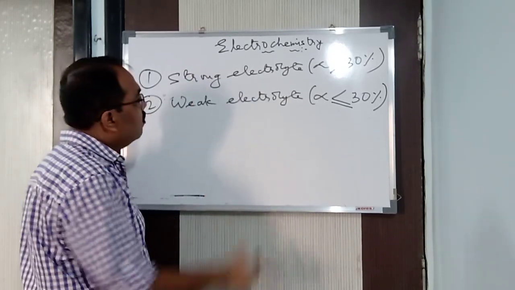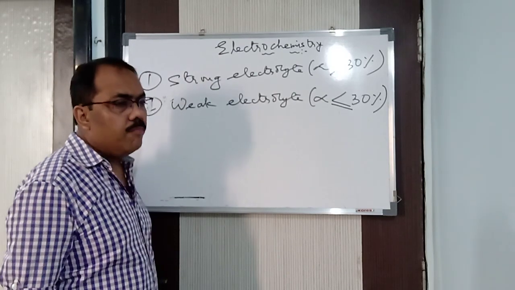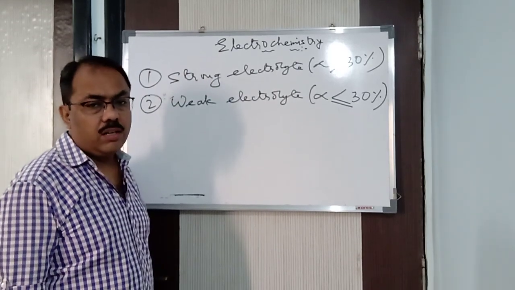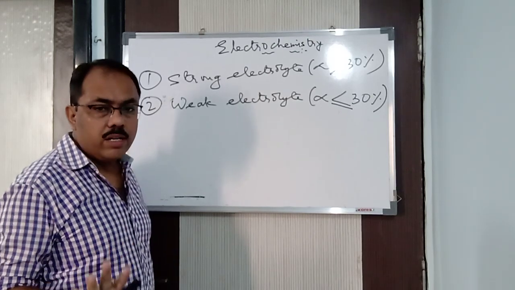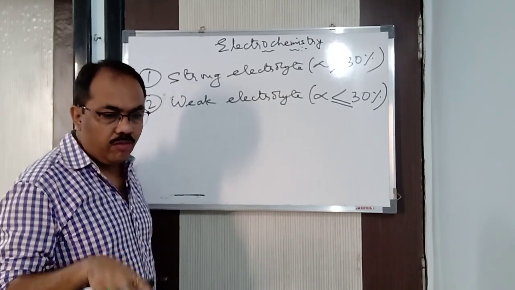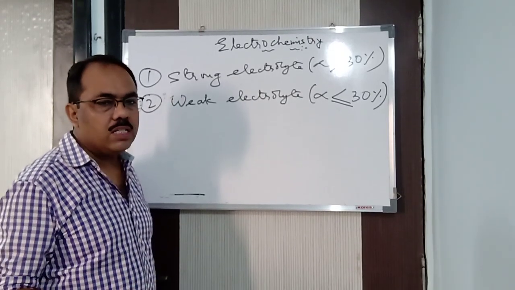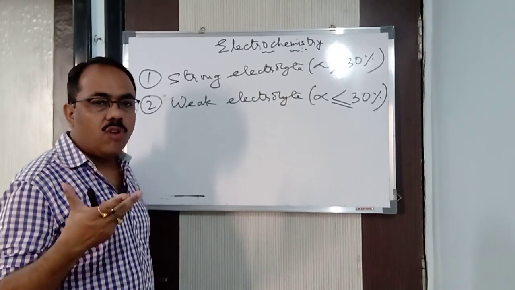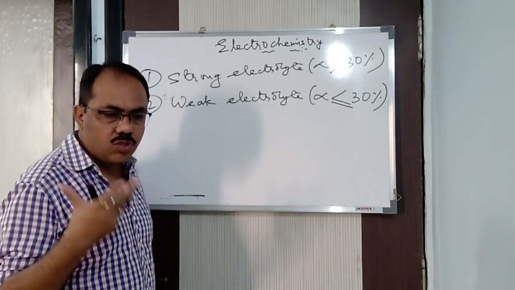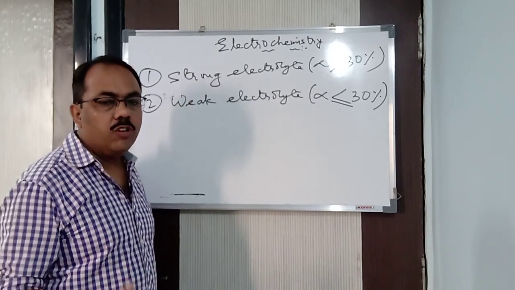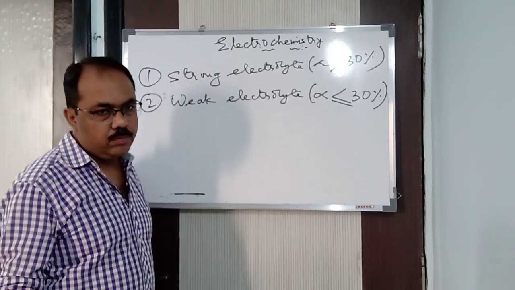Now there are many strong electrolytes. Mineral acids like dilute HCl. Remember, dilute, not concentrated. Concentrated means it is a covalent substance. Dilute means when it dissolves in water, it becomes ionic, because water has a high dielectric constant which helps to dissociate the electrolyte into its ions.